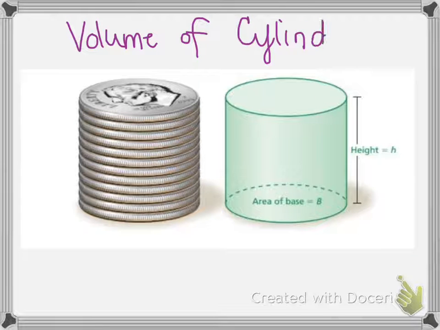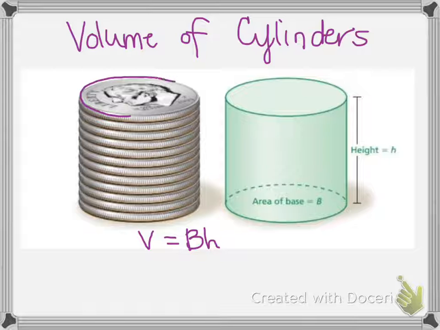Cylinders are kind of like prisms, but they have two bases. And the bases are circles. So on the left you see we have a stack of quarters. The volume formula for a prism and the volume formula for a cylinder are both V equals BH. The base would be the area of one of these quarters.